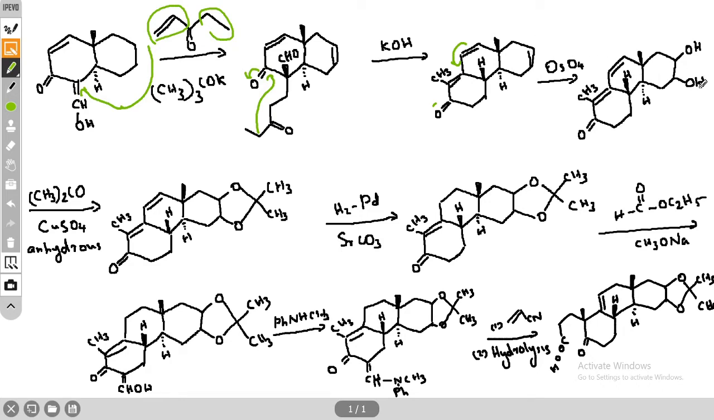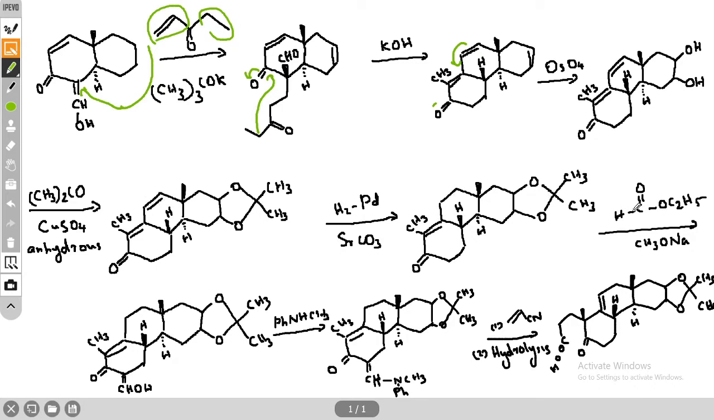Okay. After that, this diol will react with acetone to form this compound. That is, two hydrogens from here and one oxygen from here are removed, and this C and 2 CH3 groups are attaching over here. Then it is selectively reduced using palladium and hydrogen in the presence of strontium carbonate or chromium carbonate. Then only this double bond is selectively reduced.